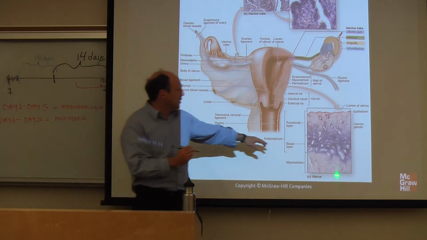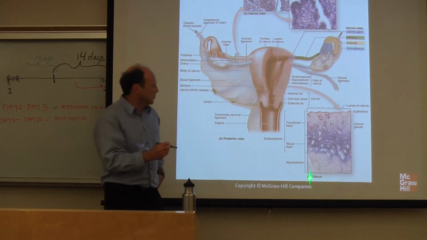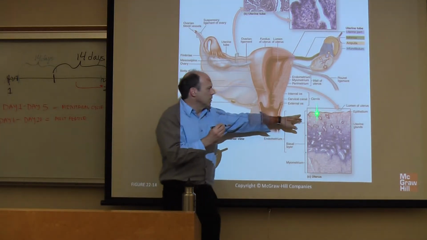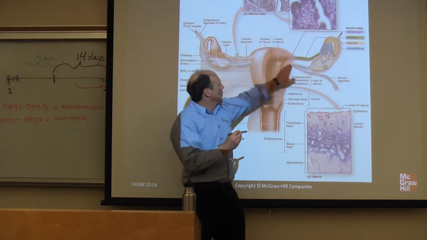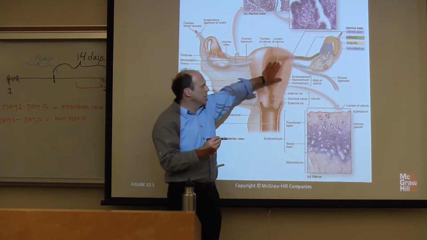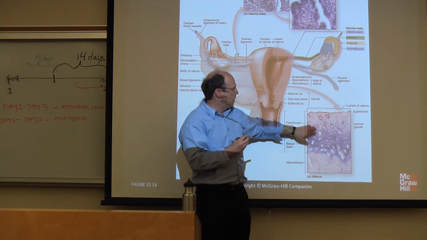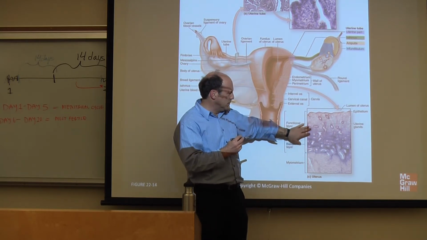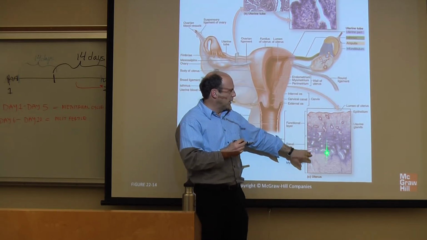Okay, and then here's a section of the wall of the uterus. And you see, of course, it's going to have an epithelia. So the inside is coated with a simple epithelia. And there's some uterine glands, basal layer.